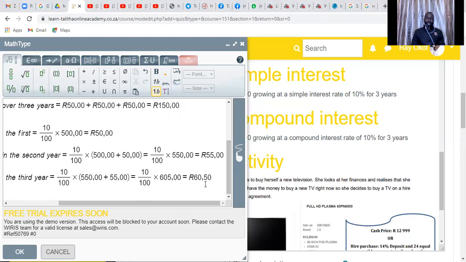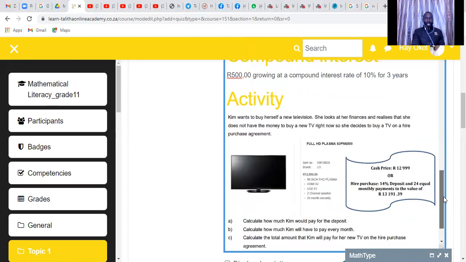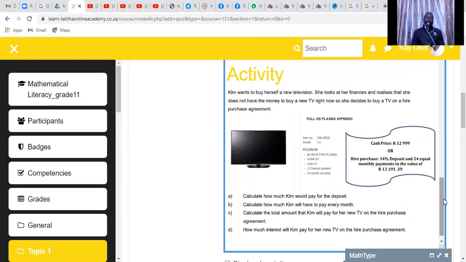Okay. So now, here is one more activity for us. Let's see how we are going to handle this activity. They're saying Kim wants to buy herself a new television. She looks at her finances and realizes that she does not have the money to buy a new TV right now. So she decides to buy a TV on a hire purchase agreement.